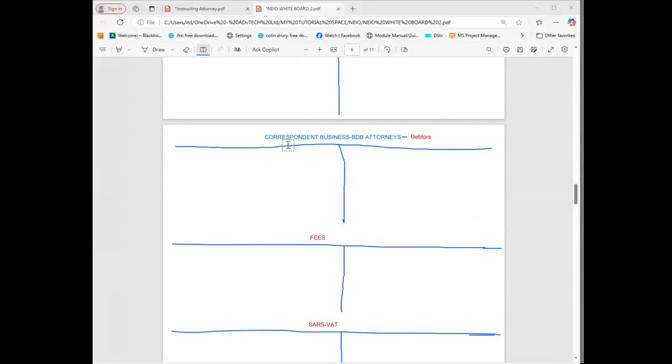I'm going to come here. And which side? I'm trying to think now. I think it's the credit side. Of which account? The credit side of the BDB attorney's business account.